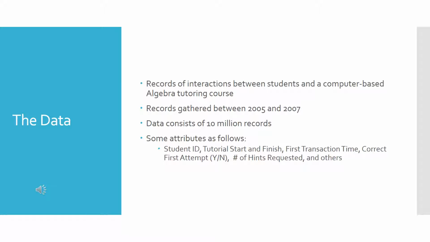Now, the data takes the form of records of interactions between students and a computer-aided tutoring system, and it consists of transactional records captured by the tutorial software of students who took an algebra tutorial between 2005 and 2007. The students solve problems in the tutor, and then each interaction between the student and the computer is logged as a transaction. There are about 10 million records, and they have several attributes associated with each record.